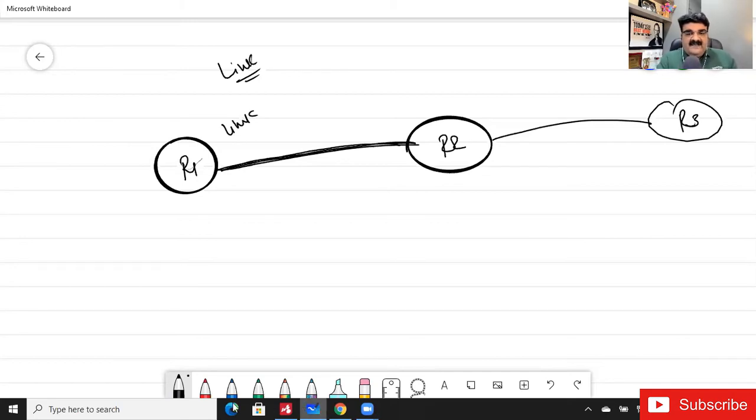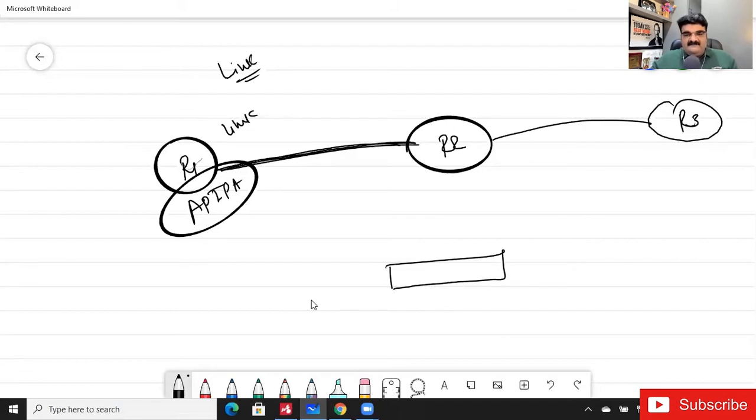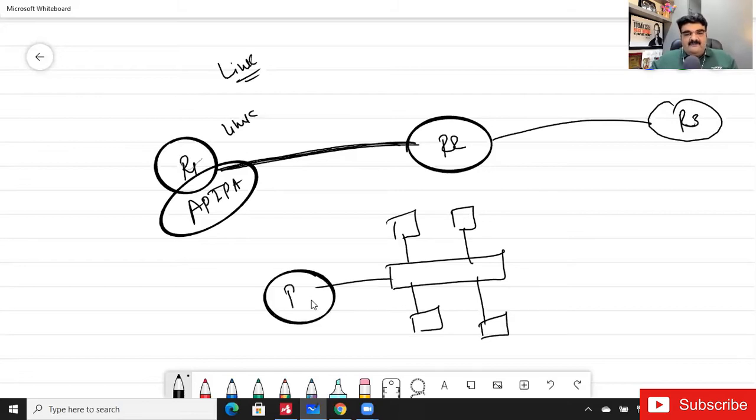And we can say that it is like APIPA. What does APIPA mean? In Windows, if you configure the IP address automatically, let me give you an example. You have 4 PCs, and you decided to configure DHCP on your router. In all 4 PCs, you configure obtain IP address automatically.